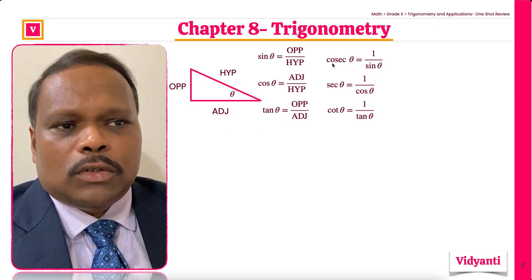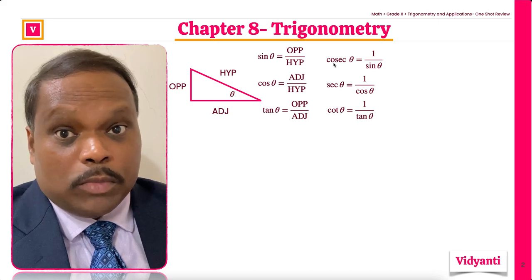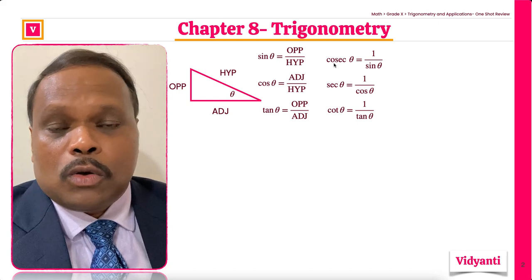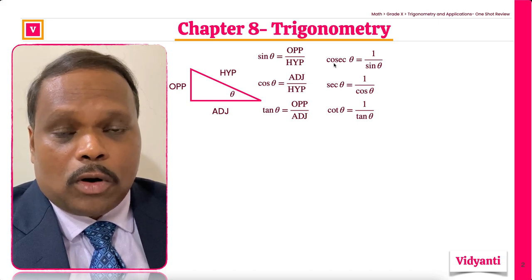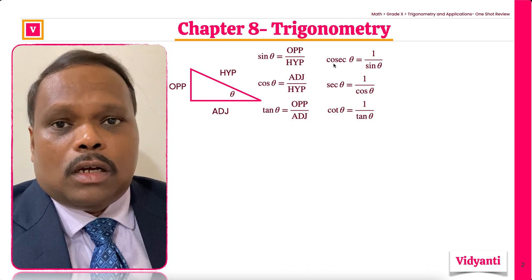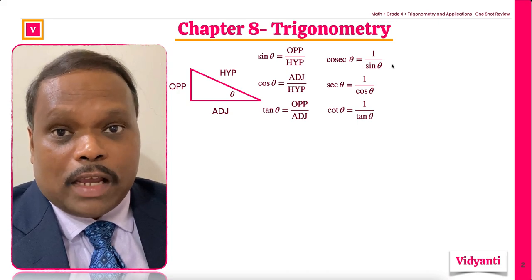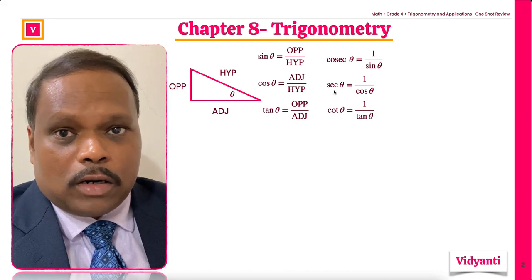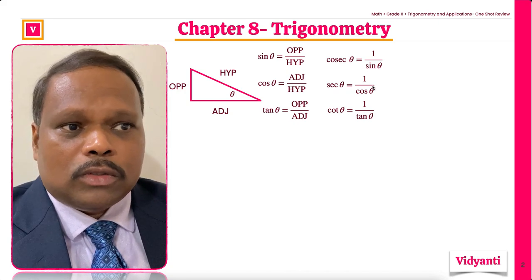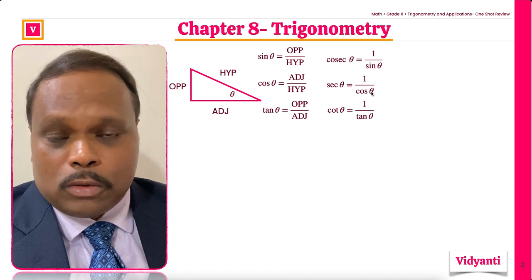One of the things we should remember is many people by mistake think that cosec is 1 over cos. That's wrong. It's actually opposite. Cosec, even though it has cos in it, is actually 1 over sine, and sec, it does not have anything related to cos, so that is 1 over cosine.